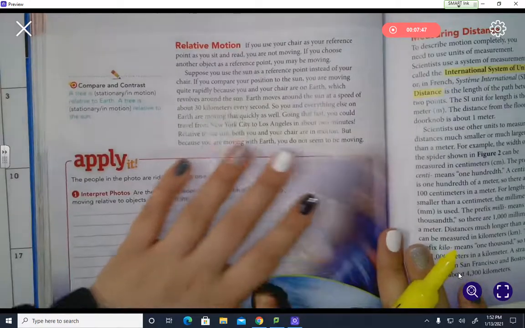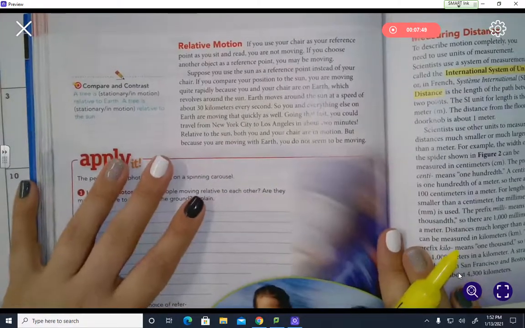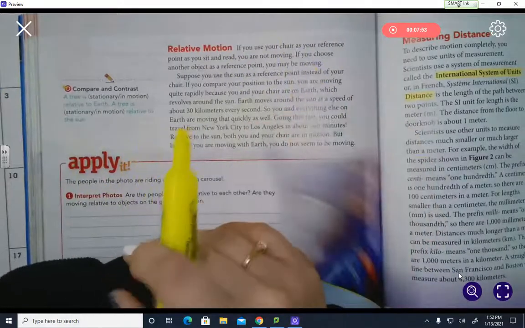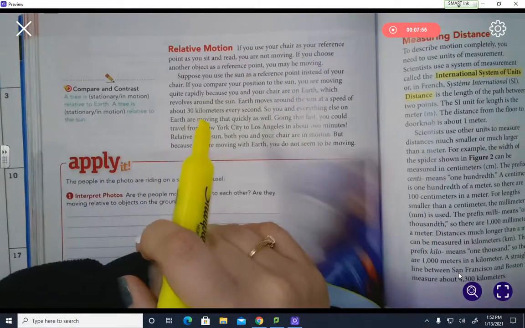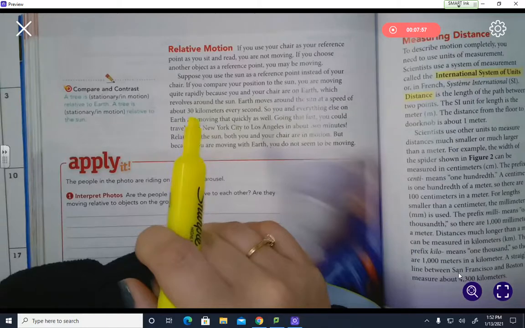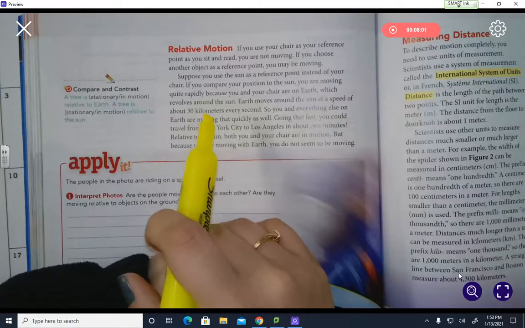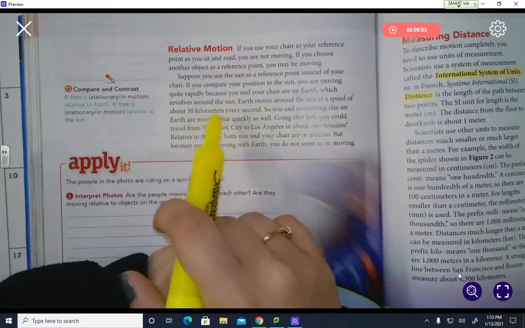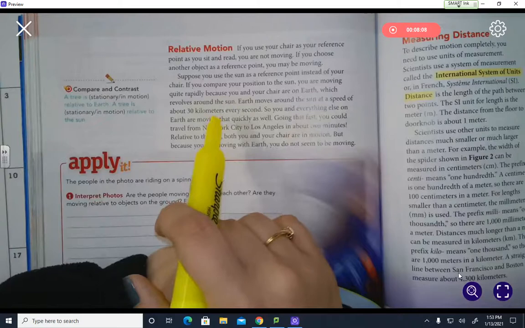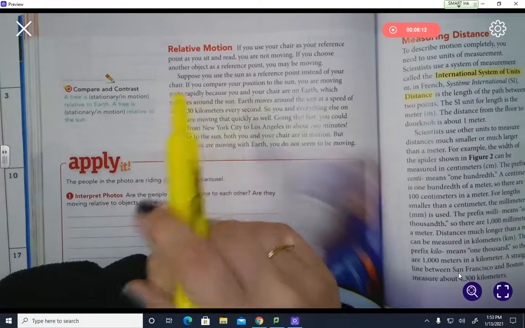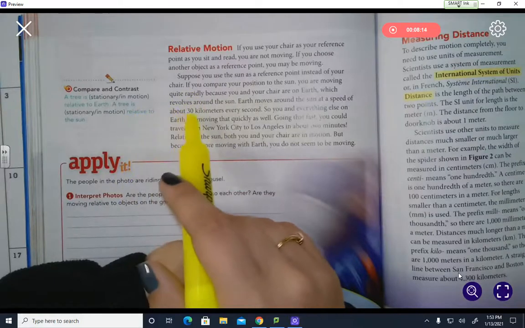Relative motion. Let's talk about it. Relative motion. If you use your chair as a reference point as you sit and read, you are not moving. If you choose another object as a reference point, you may be moving. Suppose you use the sun as your reference point instead of your chair. If you compare your position to the sun, you are moving quite rapidly because you and your chair are on Earth, which revolves around the sun.